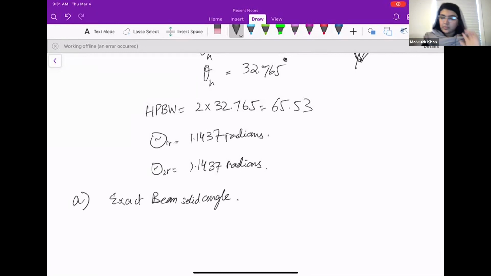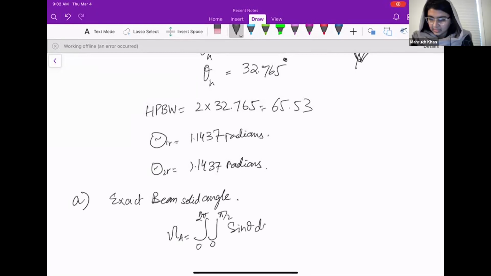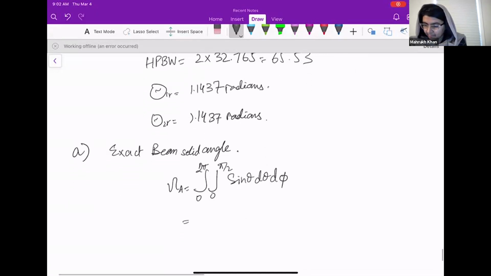We know that our exact beam solid angle is the integral from 0 to pi by 2 and 0 to 2 pi of sine theta d phi. Because this is the normalized scenario, we are not adding B naught in it, and that will become cos 4 theta sine theta d phi.